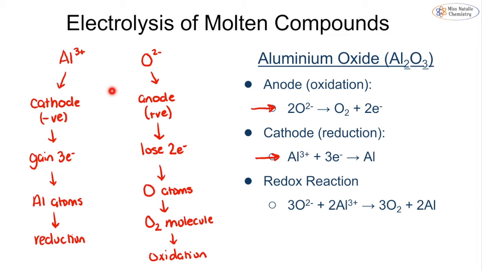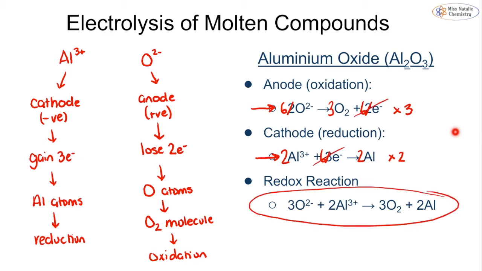And if I wanted to combine these, I need to make sure my electrons cancel out. So I need the same number on both sides. So I'm going to multiply the top by 3, which gives me 6 O2-, giving you 3 O2 plus 6 electrons. And I multiply the bottom by 2, giving you these coefficients. And then now my electrons are going to cancel each other out, and I get my overall redox reaction.